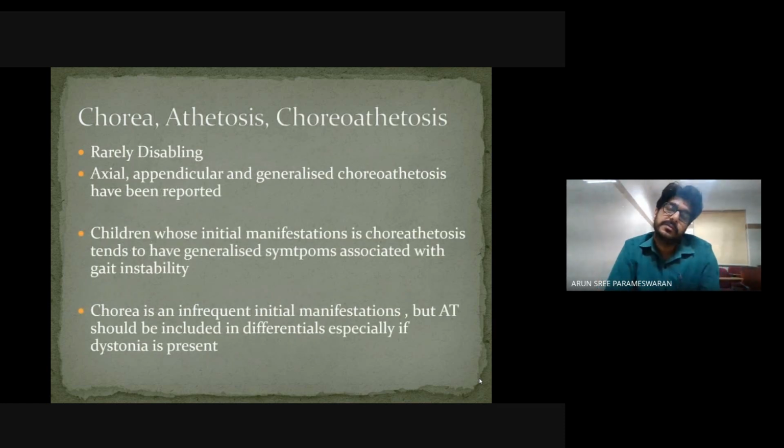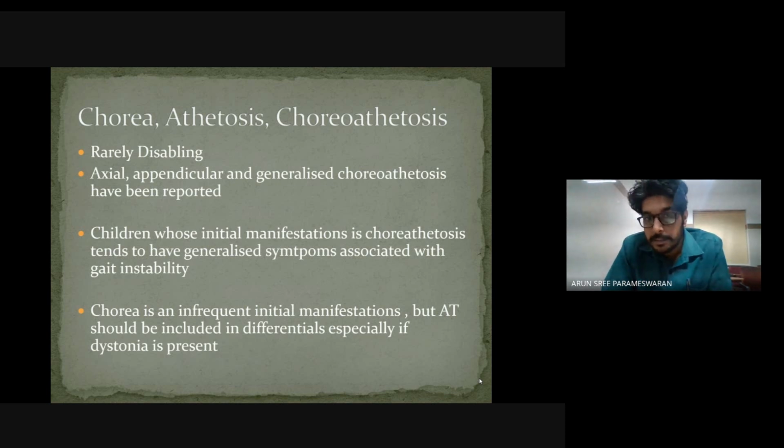Choreoathetosis also is rarely disabling. This also can be a prominent manifestation. Sometimes the patient can present with choreoathetosis itself. If at all the initial manifestation is choreoathetosis, they tend to have a generalized symptom associated with gait instability. Chorea is an infrequent initial manifestation, but you should suspect ataxia telangiectasia if chorea is associated with dystonia also.